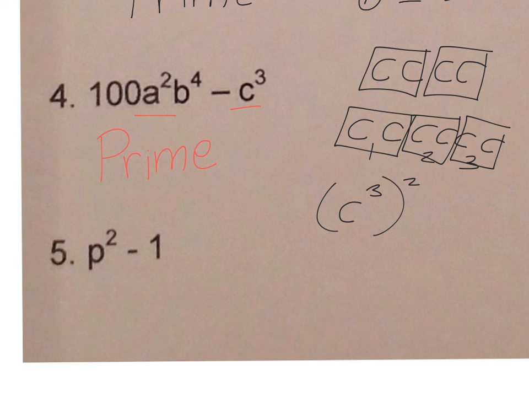Now let's move on to number 5. Now I have a difference, so I have to think of the difference of two squares. p squared is p to the power 2, minus 1. 1 to the power 2 is 1. So yes, it is a difference of two squares, and then the two factors would be p minus 1 and p plus 1.